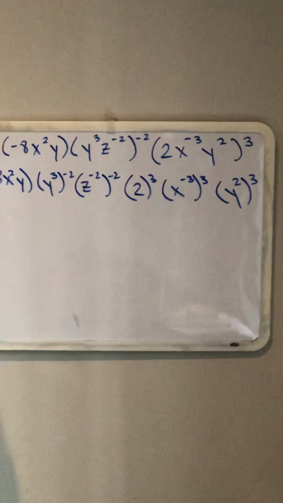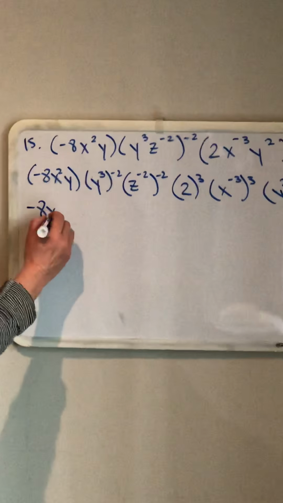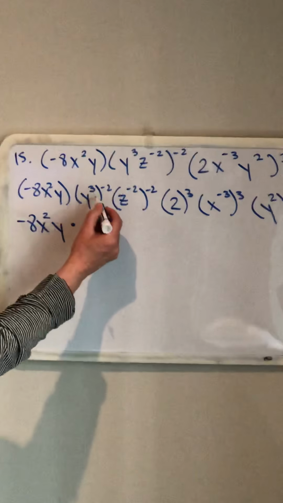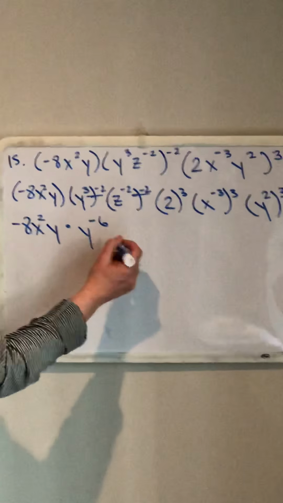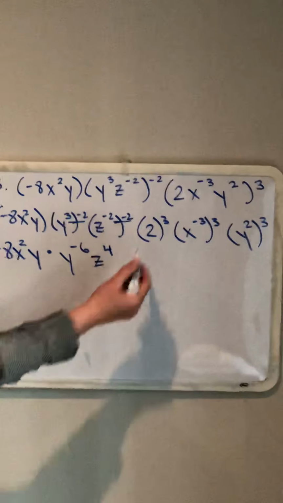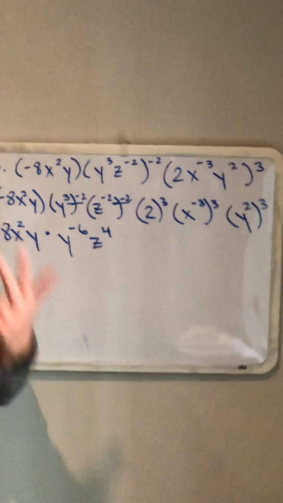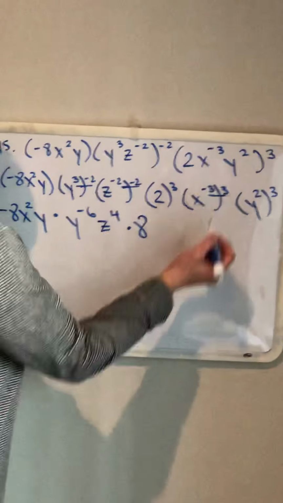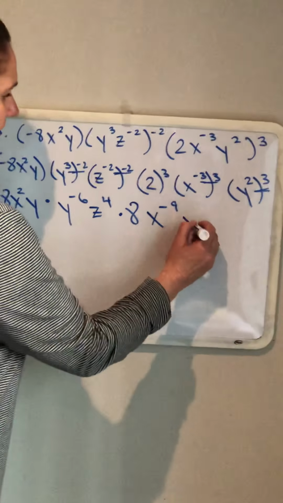Okay, this negative 8 x squared y is still the same. It's just negative 8 x squared y times, inner outer exponents multiply. So I'm going to have y to the negative 6th, z to the 4th. 2 to the third is 2 times 2 times 2, which makes 8. Inner outer exponent, x to the negative 9th. Inner outer exponent, multiply y to the 6th.